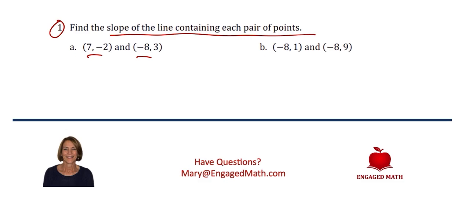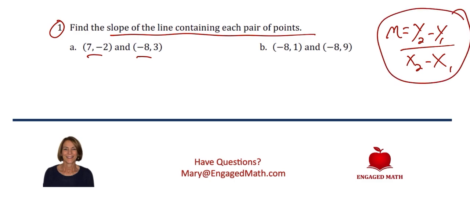What I want to remind you about before we even get started is that the slope of a line, sometimes referred to as M, is written as y2 minus y1 over x2 minus x1, because it's really the change in the y values over the change in the x values. I know I say this all the time, but this is one of the most important things for you to know as you move on in algebra and geometry and so forth.